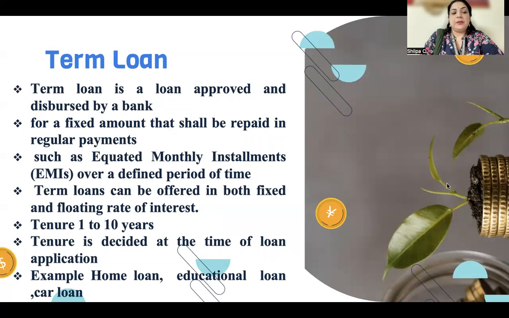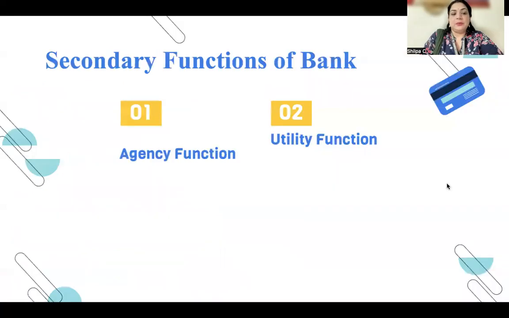Now, what's the tenure of the term loan? It is from 1 year to 10 years. The tenure is decided at the time of the loan application, that is, how long the term loan will be given. Now, what are the examples of the term loan? We have home loan, education loan, car loan, personal loan. These all are examples of the term loan.